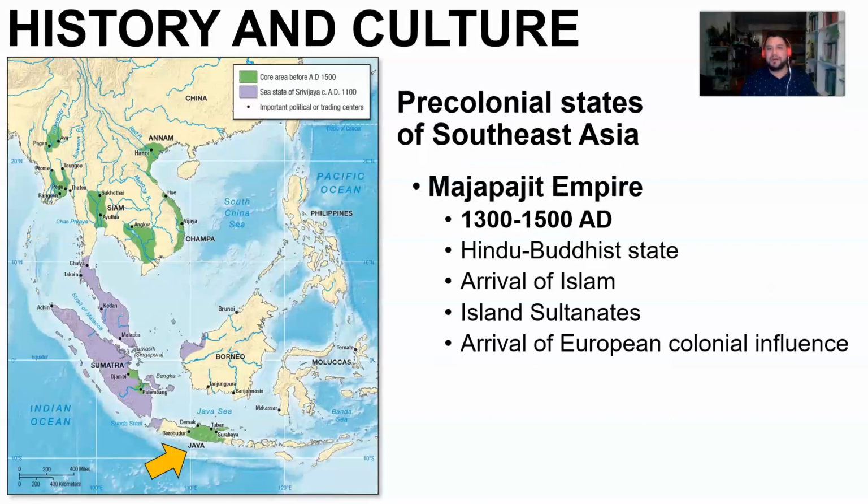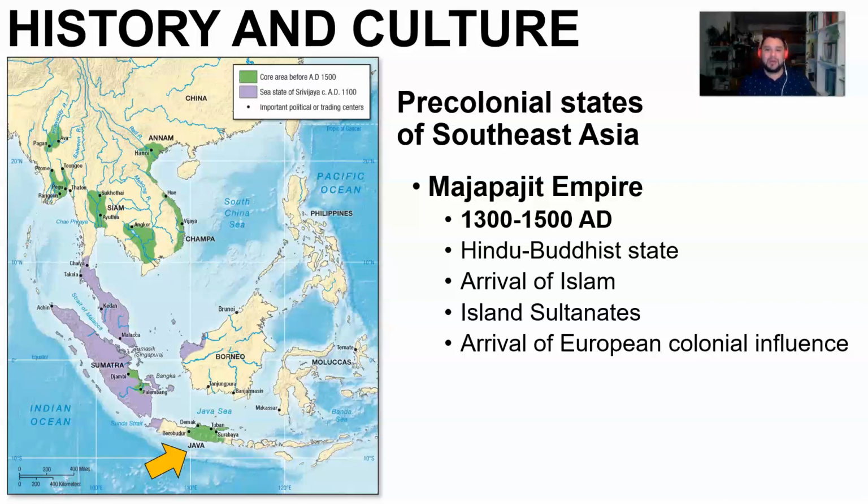There's an empire that emerges after the Srivijayan Empire. This is going to be the Majapahit Empire, and they existed for about 200 years, from 1300 to 1500. This was a Hindu-Buddhist state. It was also affected by the arrival of Islam and converted later, leading to the creation of Islamic sultanates. One of the oldest sultanates that still remains is that of the Kingdom of Brunei today.